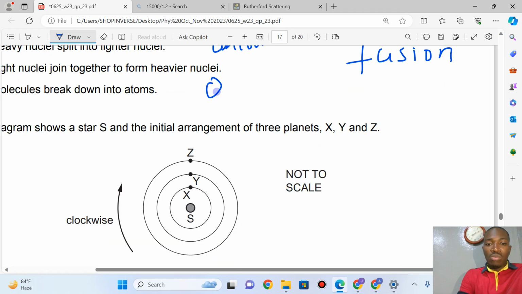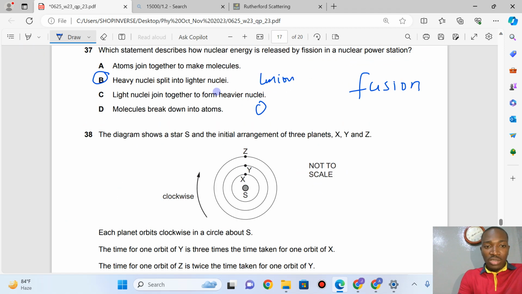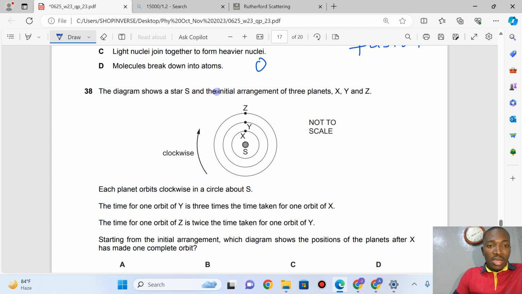Question 38. Oh, that was too much. Question 38 says, the diagram shows a star S and the initial arrangement of three planets X, Y, and Z. Each planet orbits clockwise in a circle about S. Each planet orbits in a clockwise direction.